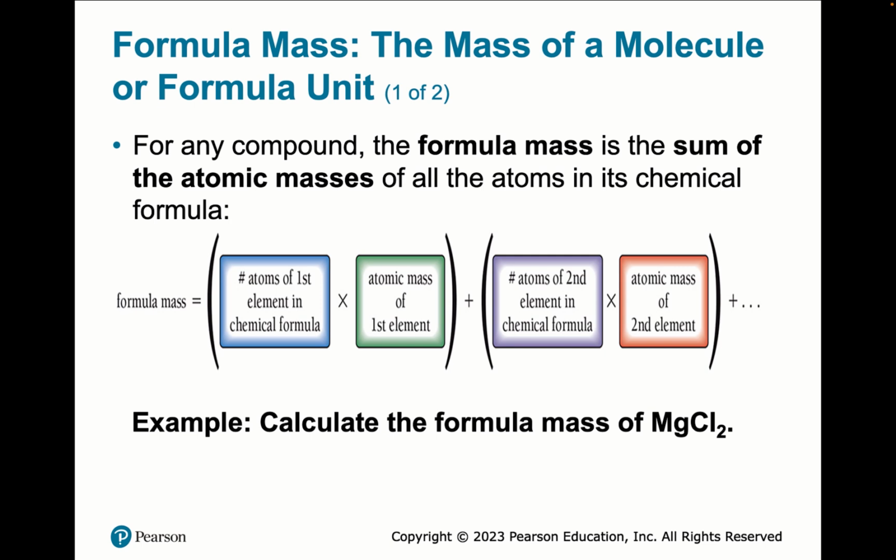So let's talk about formula masses then. Formula masses, and this is one where you just have to count the number of atoms and use the atomic mass. The atomic mass is the bottom number on the periodic table when you look at it. You sum this up for each of the elements in the molecule. So it's the number of atoms of one element times the atomic mass, plus the number of atoms of the second element times the atomic mass of that element, and so on until you've covered all the elements.